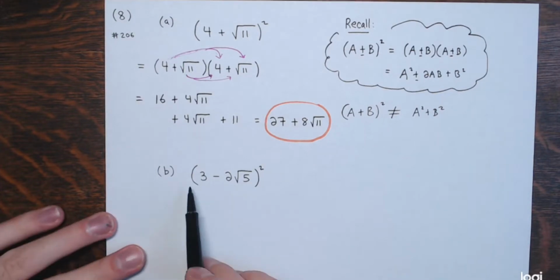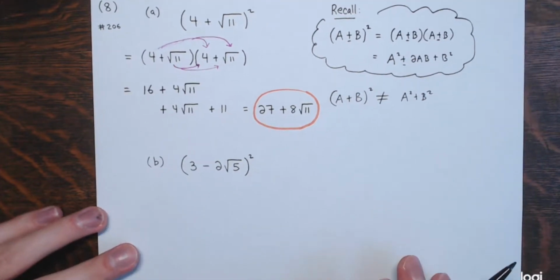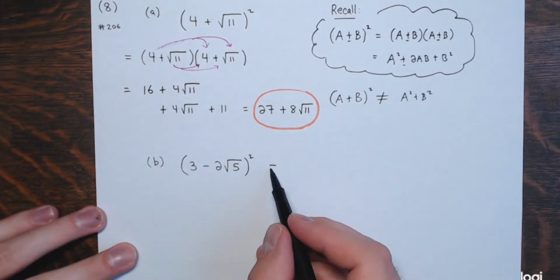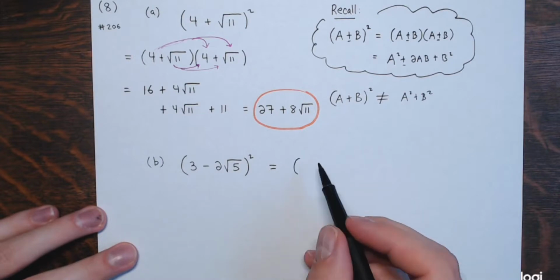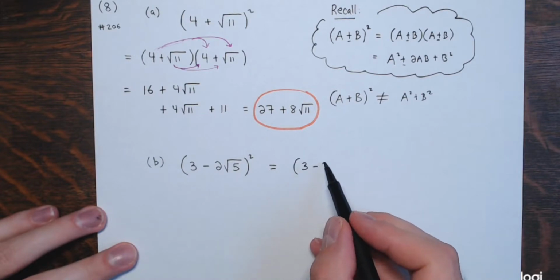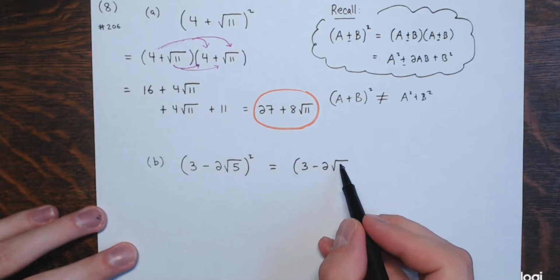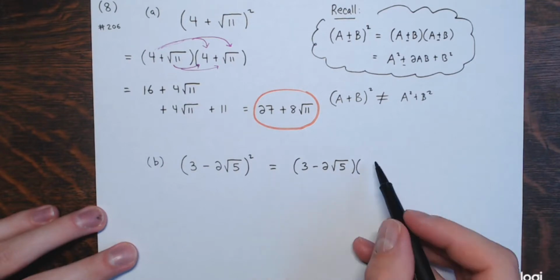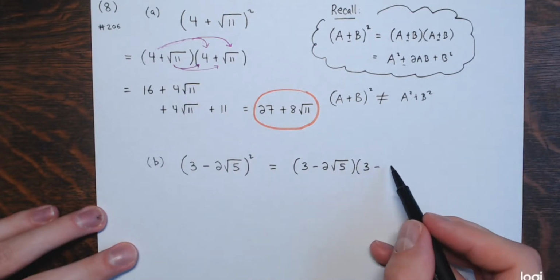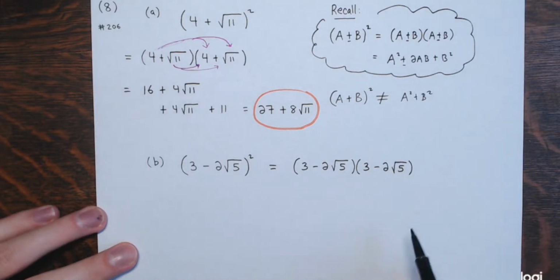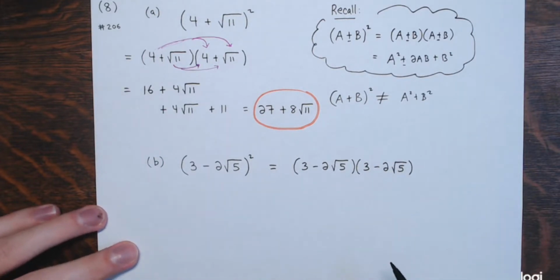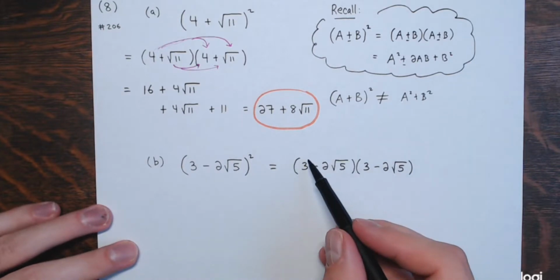Okay, no different for part B. You have this expression with two terms squared. Just remember what it means to square. It means you're multiplying that expression by itself. So 3 minus 2 square root of 5 times 3 minus 2 times the square root of 5 again. So first I'll distribute the 3.